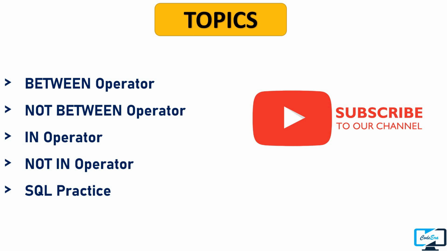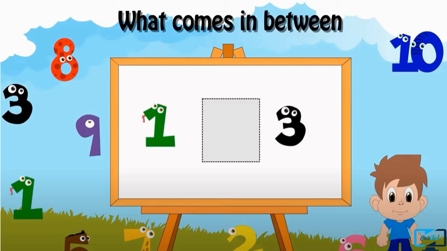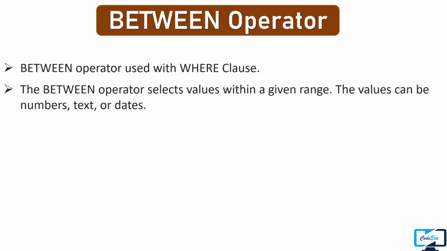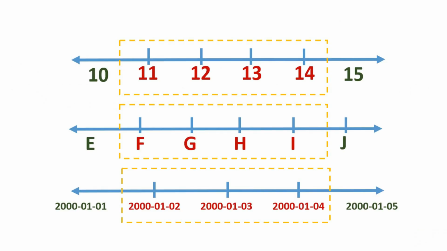So first we will discuss the BETWEEN operator. So guys, in our childhood we all have done this math activity where we have to find the number between two numbers. So our SQL BETWEEN operator is also similar to that one. In SQL we use this BETWEEN operator with the WHERE clause, and this BETWEEN operator selects rows or data which lies within a given range, and the value of the range can be a number, text or date, something like this. So our WHERE clause will fetch the data which is within the range of the BETWEEN operator.